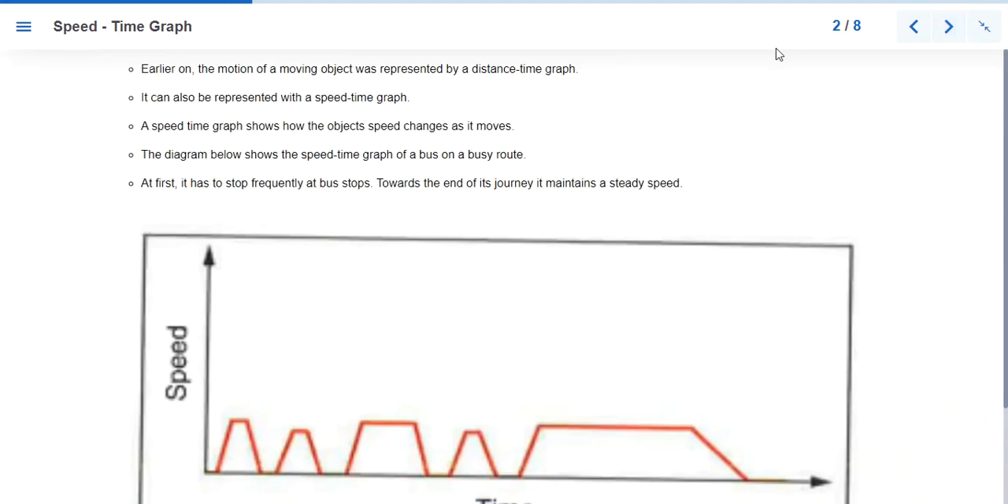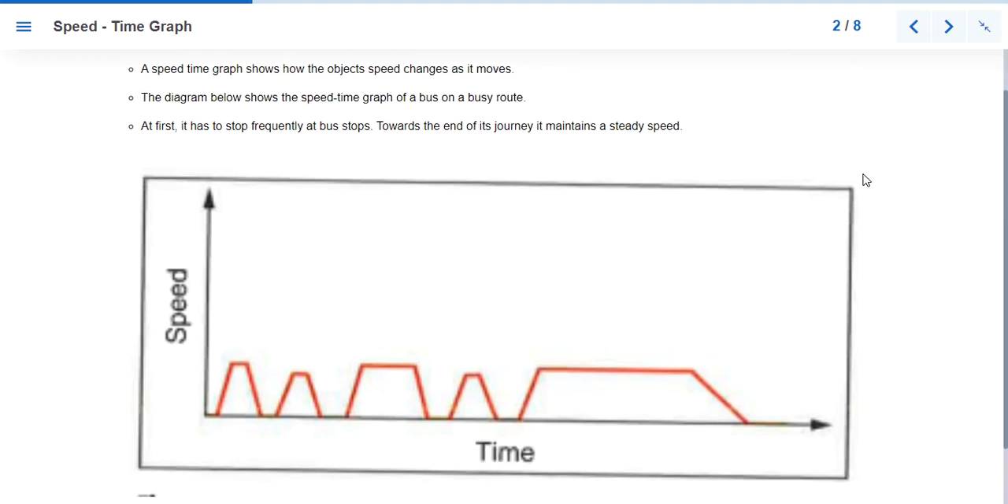Now, let's move to the speed time graph. Earlier on, the motion of a moving object was represented by a distance time graph. It can also be represented with a speed time graph. A speed time graph shows how the object's speed changes as it moves. The diagram below shows the speed time graph of a bus on a busy route.